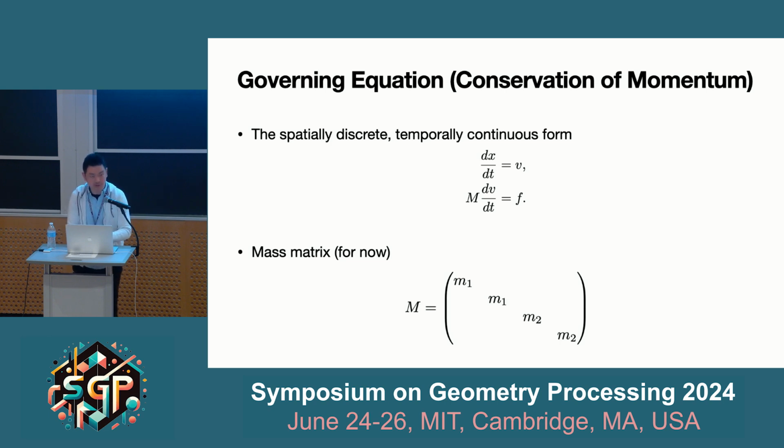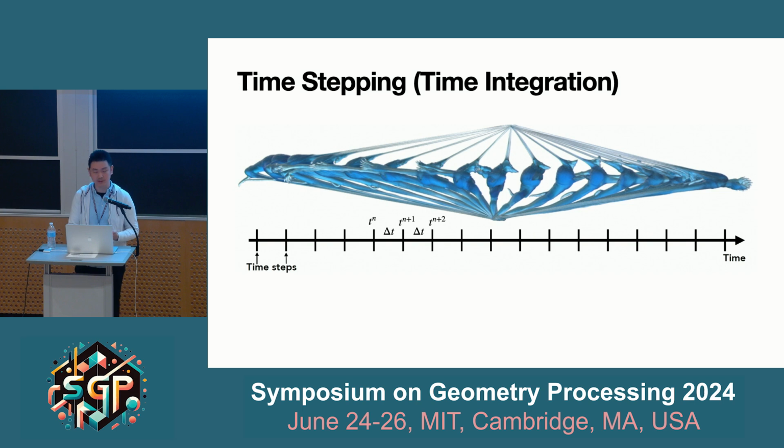And here, the mass matrix, for now, we just take it as a diagonal matrix with its diagonal entries being the mass of each vertex calculated from its incident elements. So right now here, we still have the temporally continuous form. So next, we need to discretize the time into small intervals so that we can calculate the new positions step by step to obtain the dynamics.